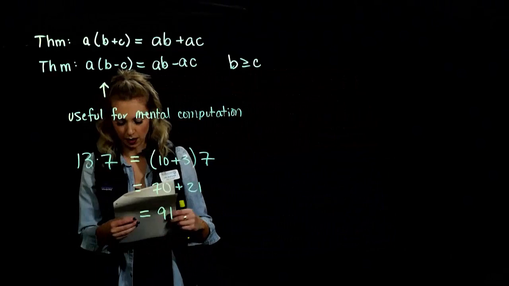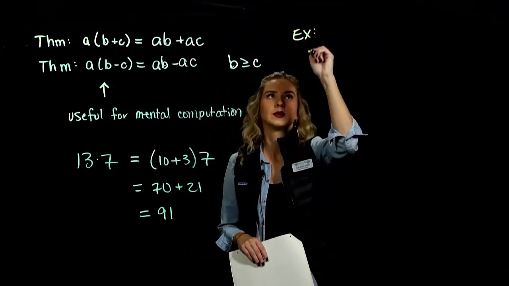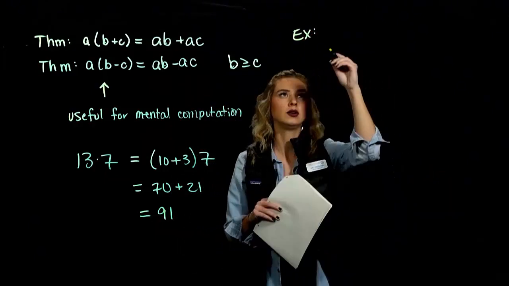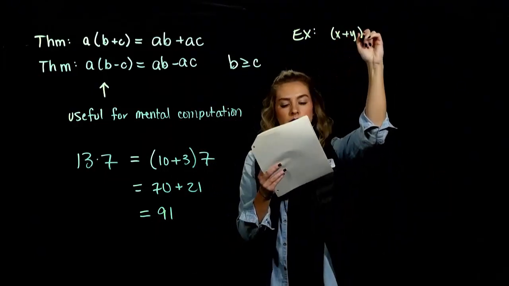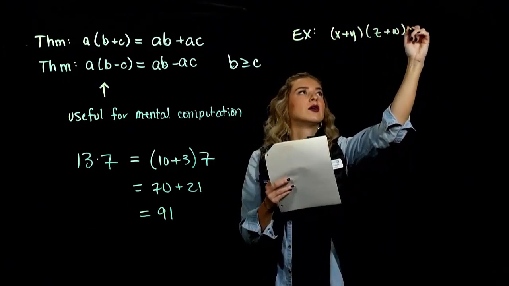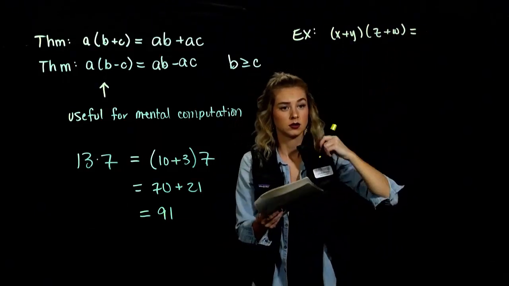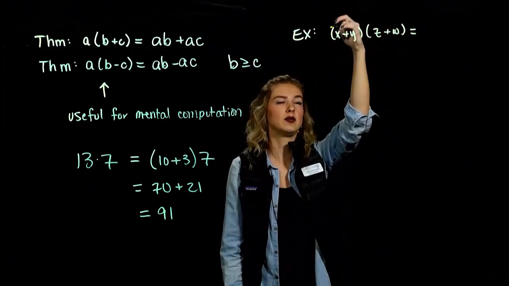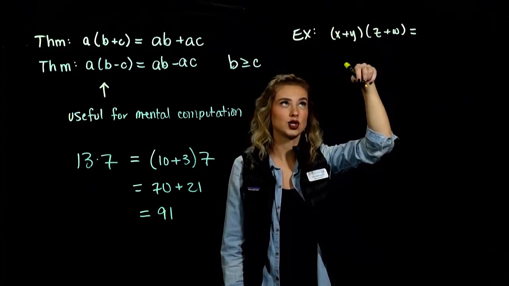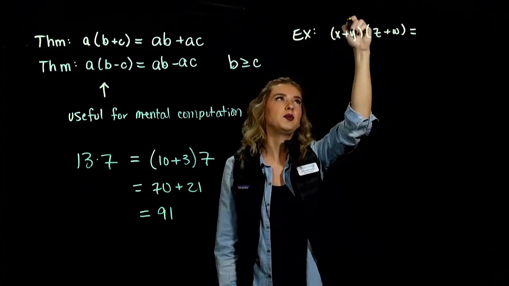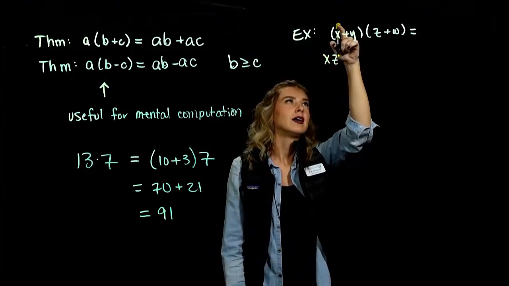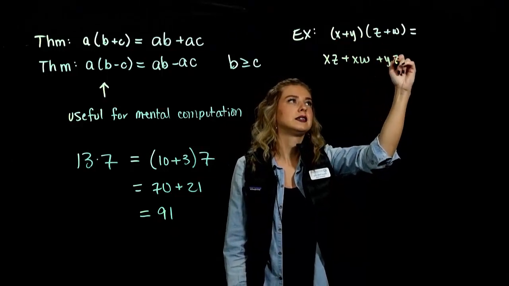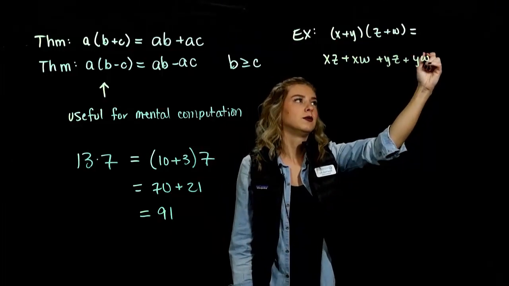So what are some examples to demonstrate these properties? Again, visually, we could use an area model to show that x plus y times z plus w really is the product of these. So how do we find these? We distribute over addition and we FOIL. It's just the order that's chosen so we make fewer mistakes. From the first, we would get xz when we multiply, and x times w, we get xw, y times z, we get yz, and y times w, we get yw.